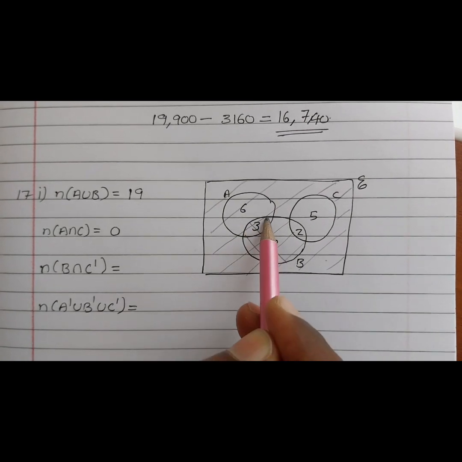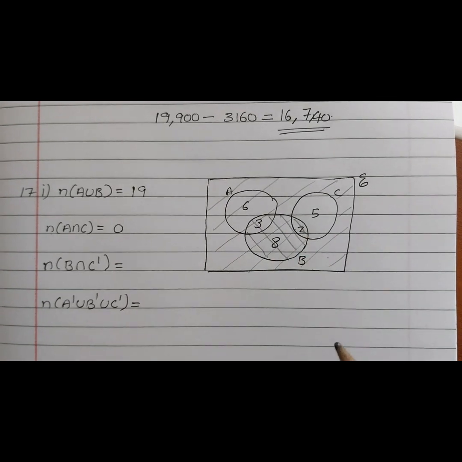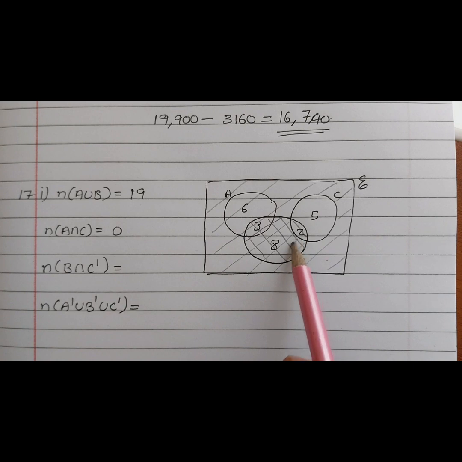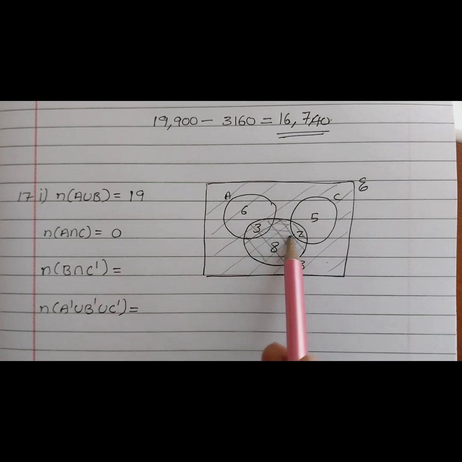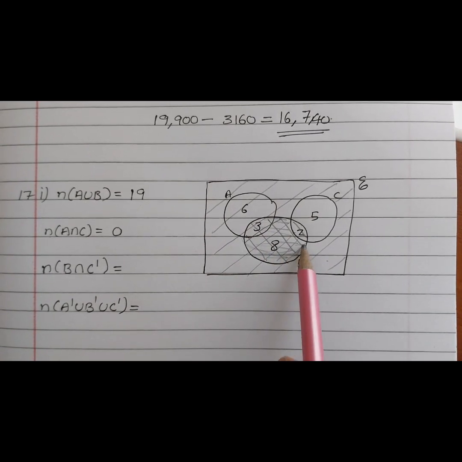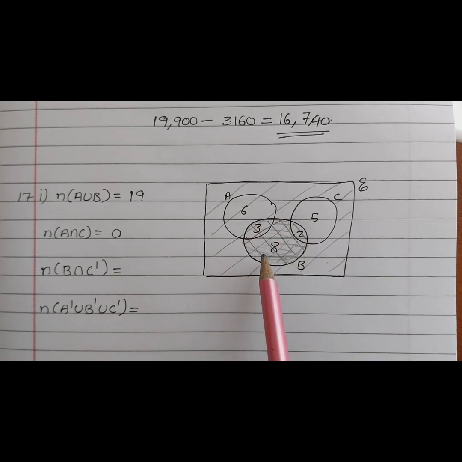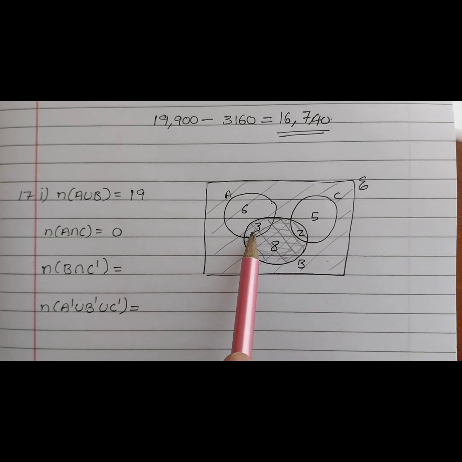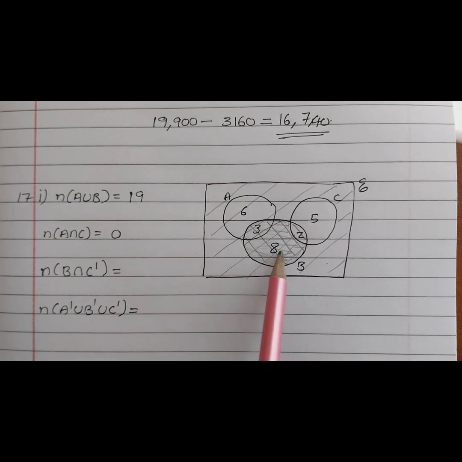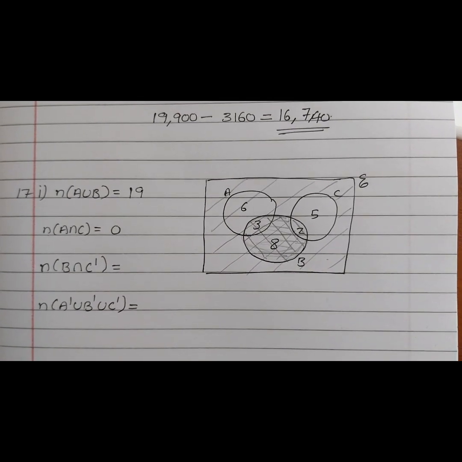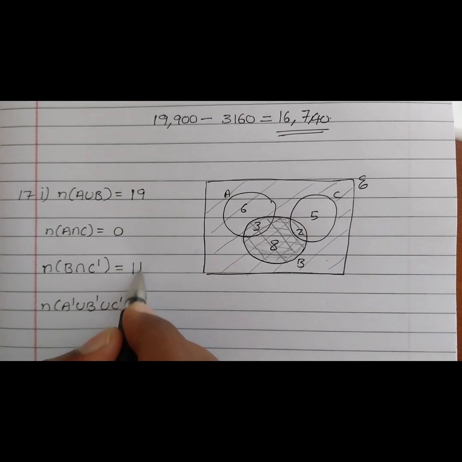So this is B. Now you need to look for the common region for C complement and B, and you can see it's the region shaded in both ways. That's this. So this is the region C complement intersection B, and that includes number of elements 3 in this part, 8 here. So total 8 plus 3, 11. So the number of elements in B intersection C complement is 11.